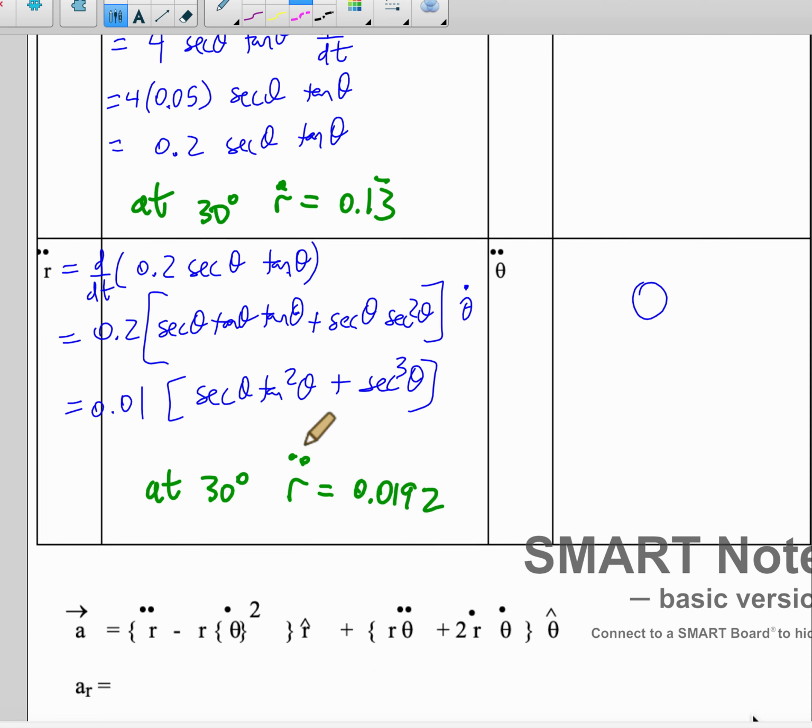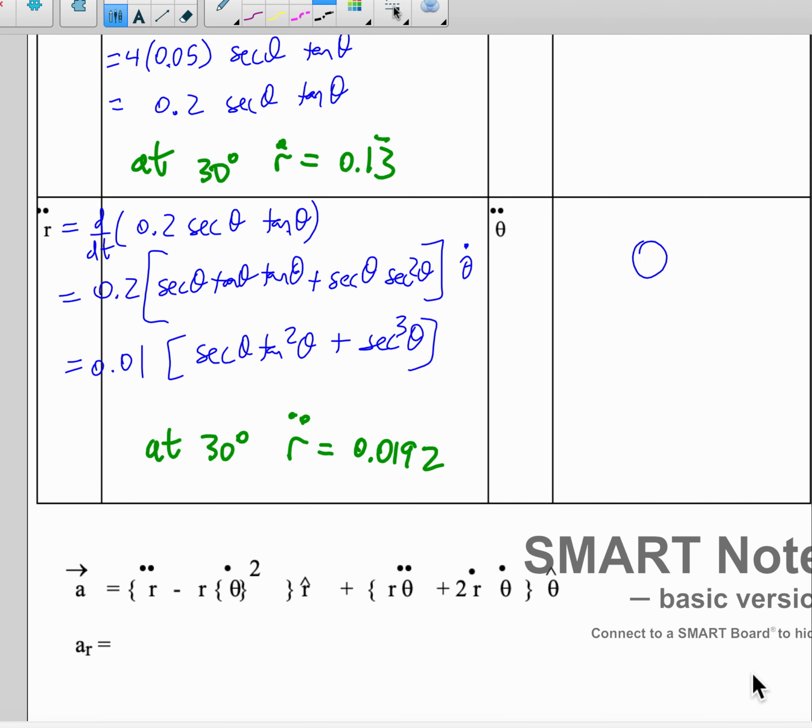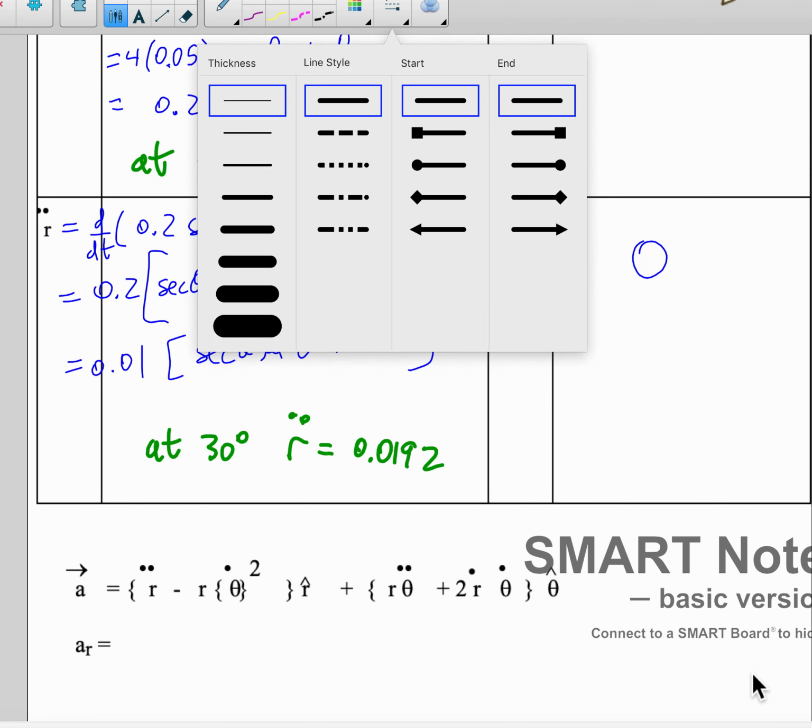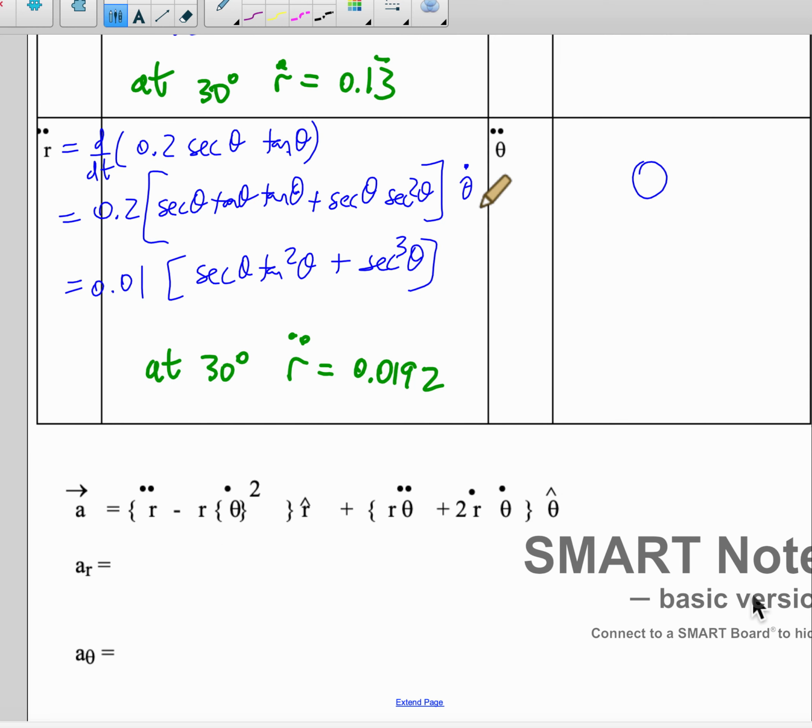And we need those instantaneous values in order to proceed with calculating the acceleration components A_r and A_theta. So this, of course, is the radial acceleration. So it's r double dot, 0.0192, minus r times theta dot squared. And so we need to compute that. It's 0.00765. These will be units of feet per second squared.